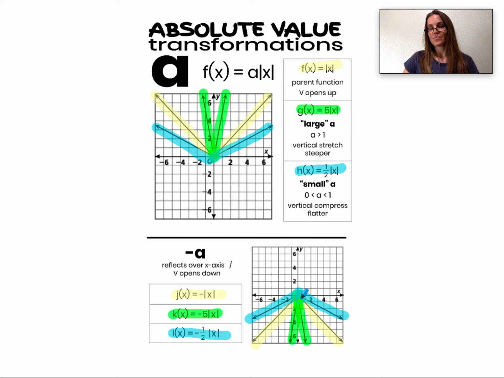It is flatter. If we look at g of x and h of x above, the green and the blue, only one transformation has occurred. The g of x, the green function, is steeper, it's stretched. h of x, the blue function, is flatter, it's compressed, one transformation. If we look at j of x, also one transformation. Just negative absolute value of x, we've reflected over the x-axis. k of x and l of x, however, have undergone two transformations. First, they've been reflected over the x-axis by that negative sign. And then big a, vertically stretched, same as steeper. Little a, flatter or vertically compressed.